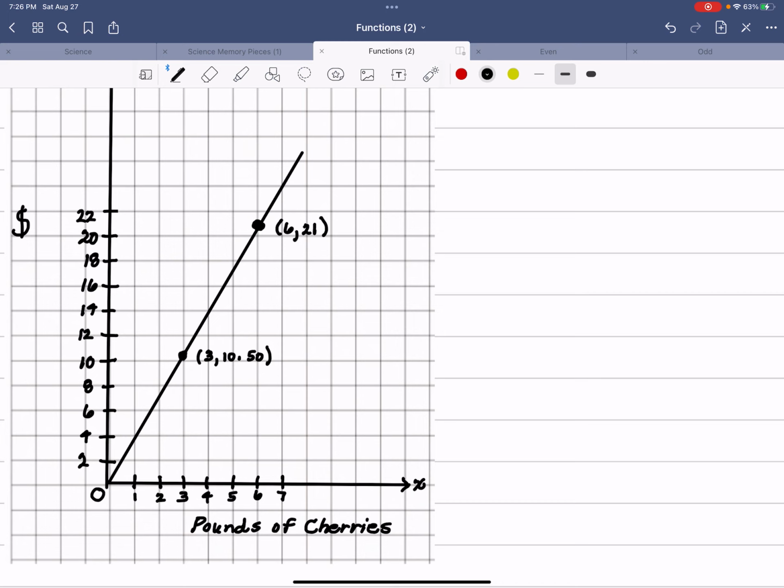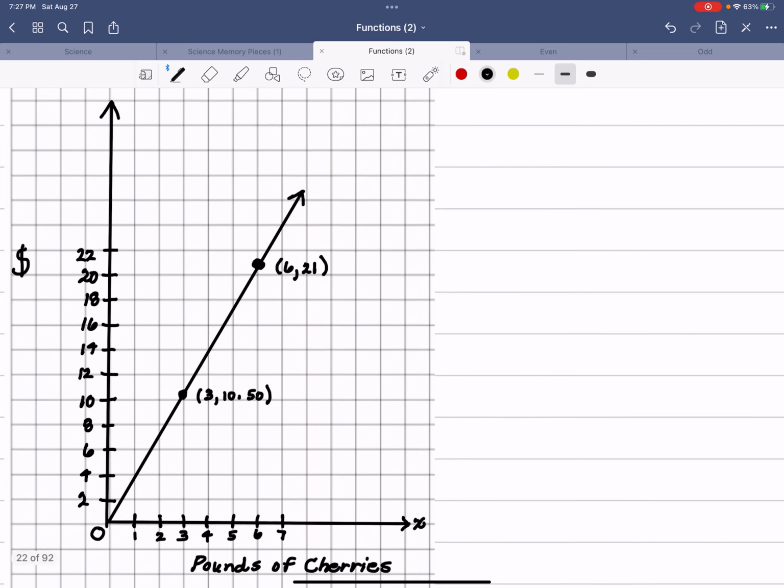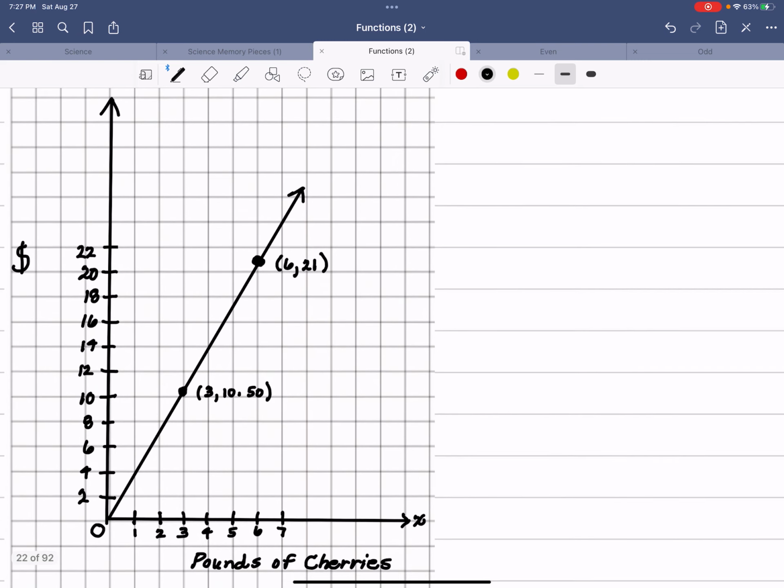Okay. And this could continue to infinity. You could keep buying more pounds and the price would keep going up. Nothing unusual there.